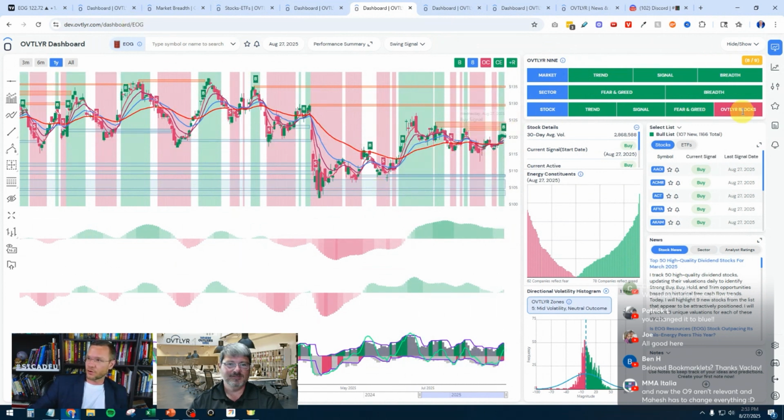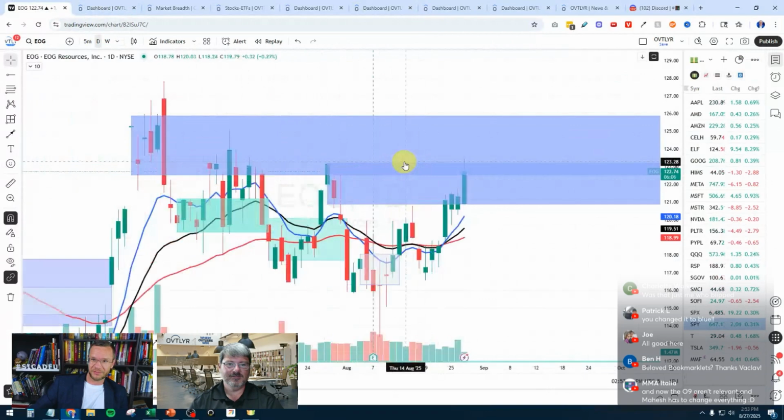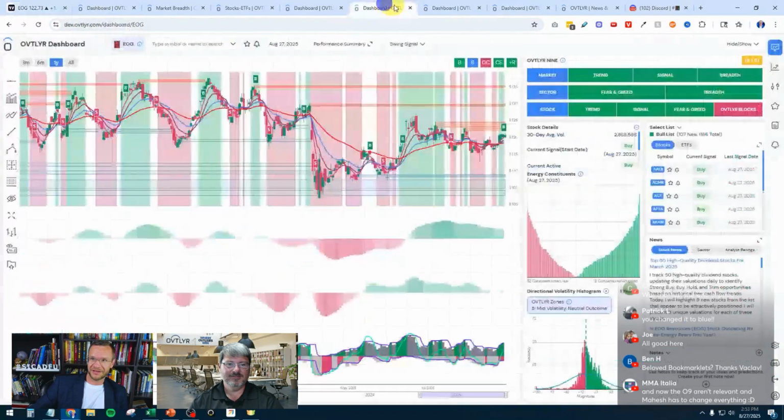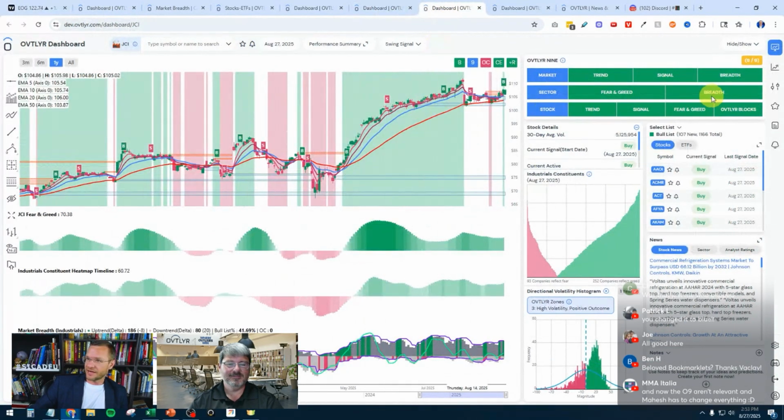And yeah, right in that order block, as it says right there, we're in an order block right here. Who would have thought? Who would have thought? Let's go to the next one. JCI, Johnson Controls, looks really beautiful over here.